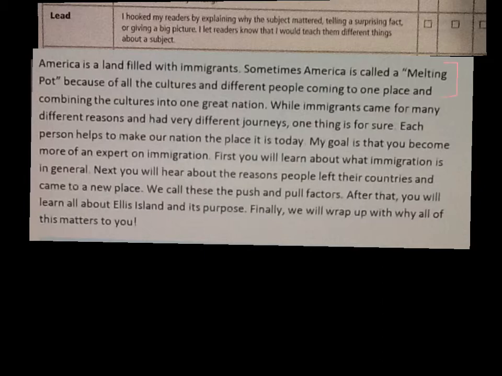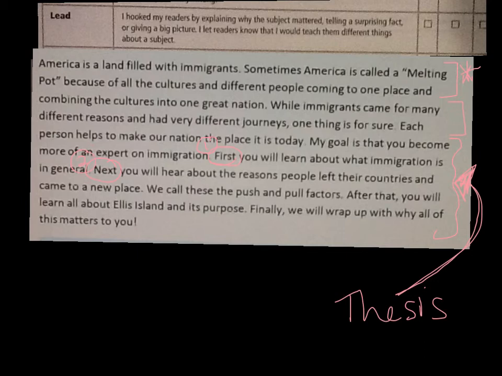Notice at the top, I tell my interesting fact, I give more background information, and this whole thing here is my thesis. I have broken my thesis into many sentences, starting with first and carrying on. What other transition words can you find in my thesis that show that I have made it into many different parts? Next is the second one. Then I said, after that. And then I said, finally.